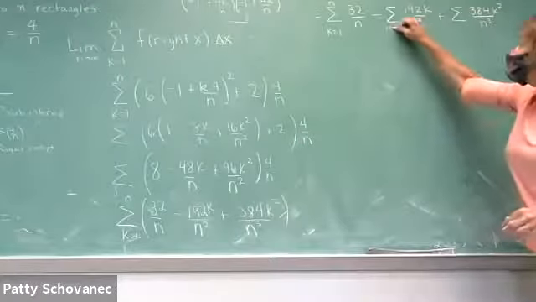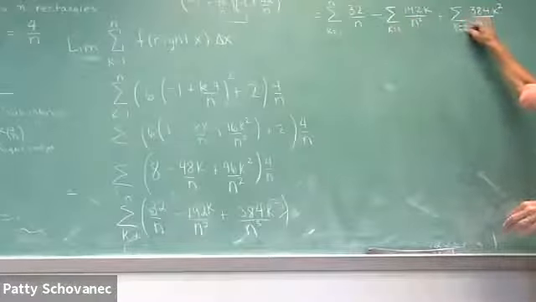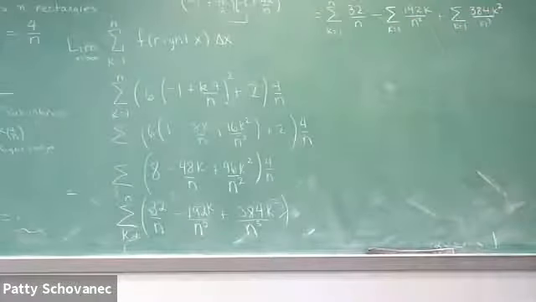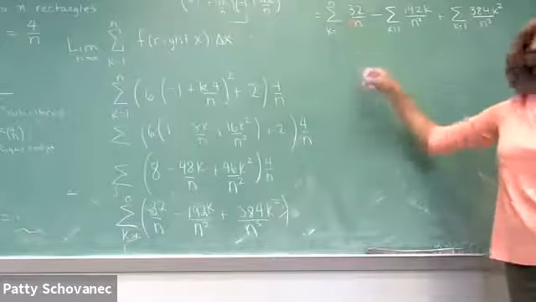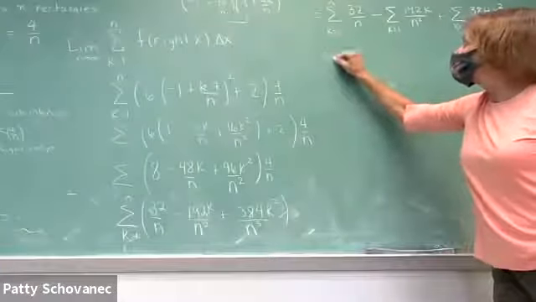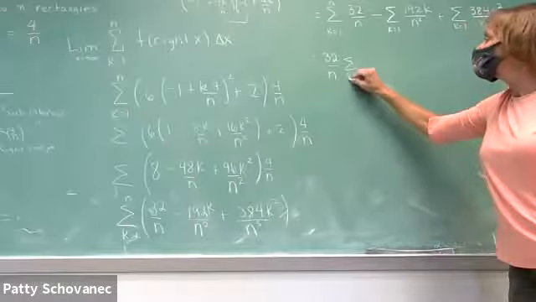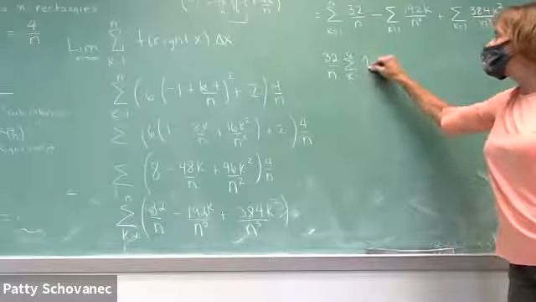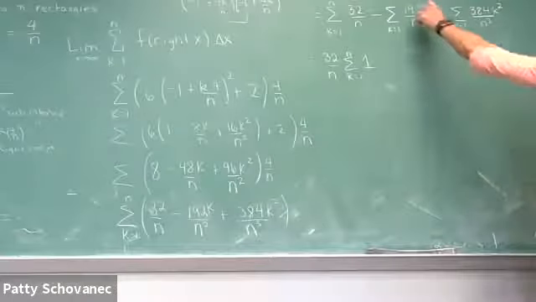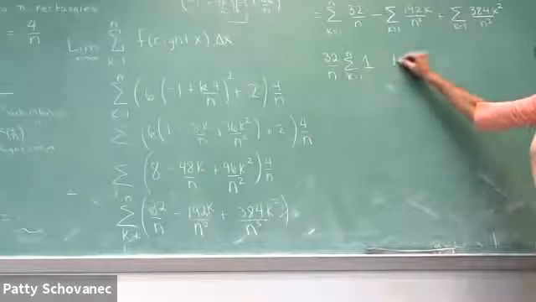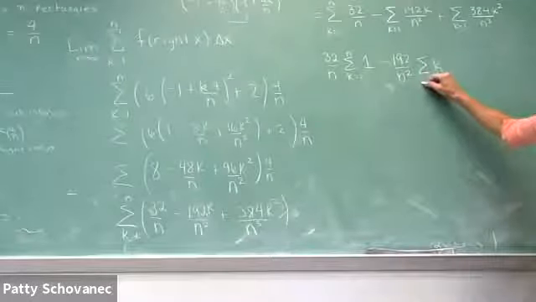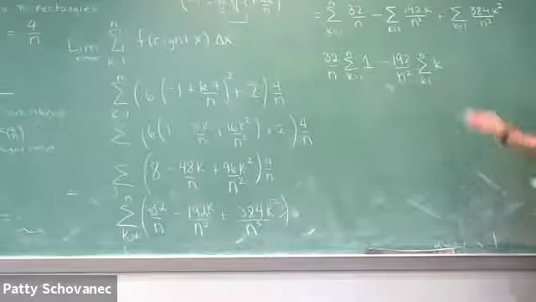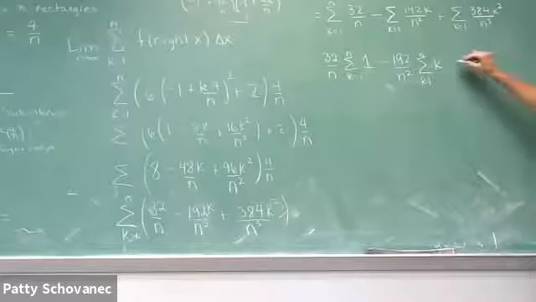All of these summations are over k. So if it doesn't involve a k, I'm going to factor it out and put it right in front of the summation symbol. So none of these involve a k. I'm going to factor it out and leave a 1 behind. When I pull this out, I have a k left behind. So negative 192 over n squared times the sum from k is equal to 1 to n of just the integer k. And then here I leave a k squared behind.